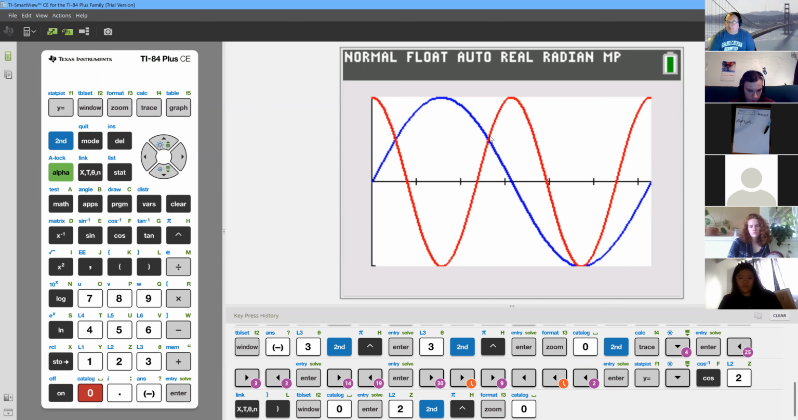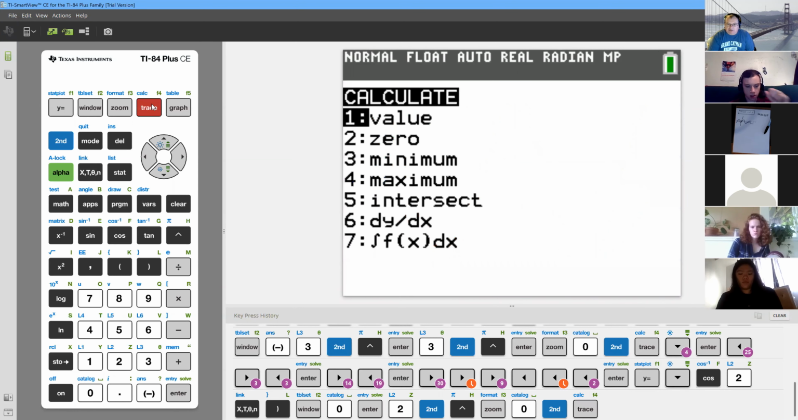Let's pick that one in the middle. Let's suppose I want to know what that guy there is. Second calc, option 5. Intersect.